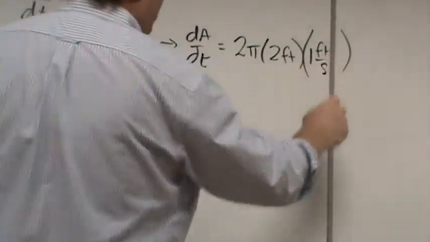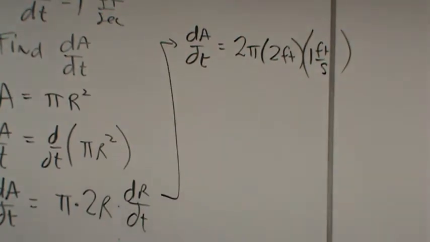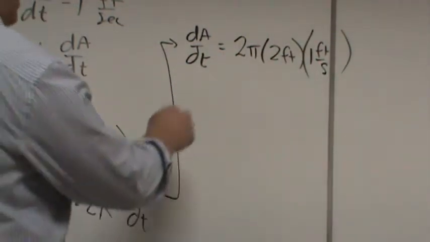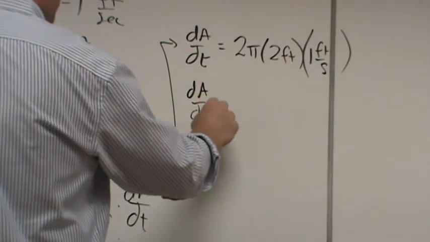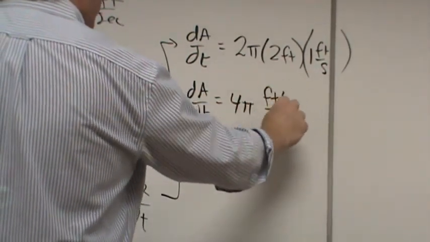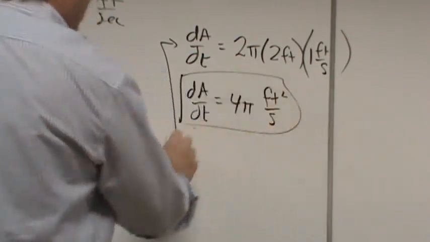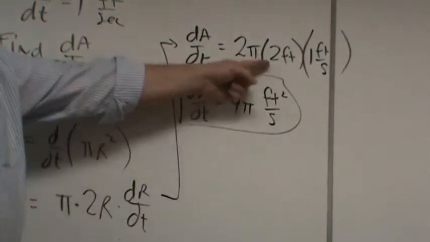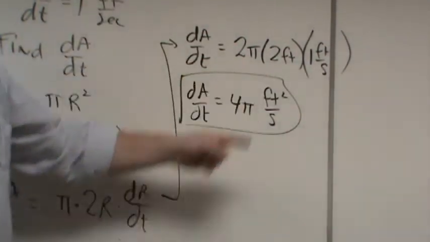1 foot per second. And now you'll notice even the units turn out okay. I would expect a rate of change of area to be square feet per second, and that's what I get, square feet per second. I get dA/dt equals 4 pi square feet per second. I substituted a 2 feet for the r because r is equal to 2 feet at that point in time.